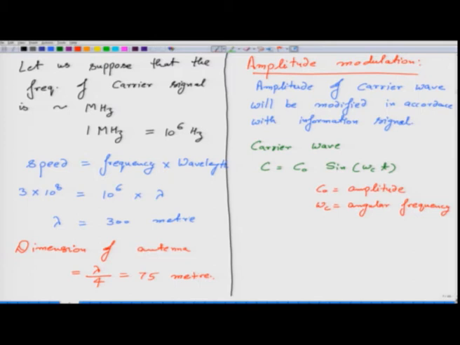And if similarly I express the modulating wave or information signal in terms of m is equal to m naught sine of omega m t, as per the definition of amplitude modulation, the amplitude of carrier wave is to be modified in accordance with the modulating wave. Let us go to the next page.